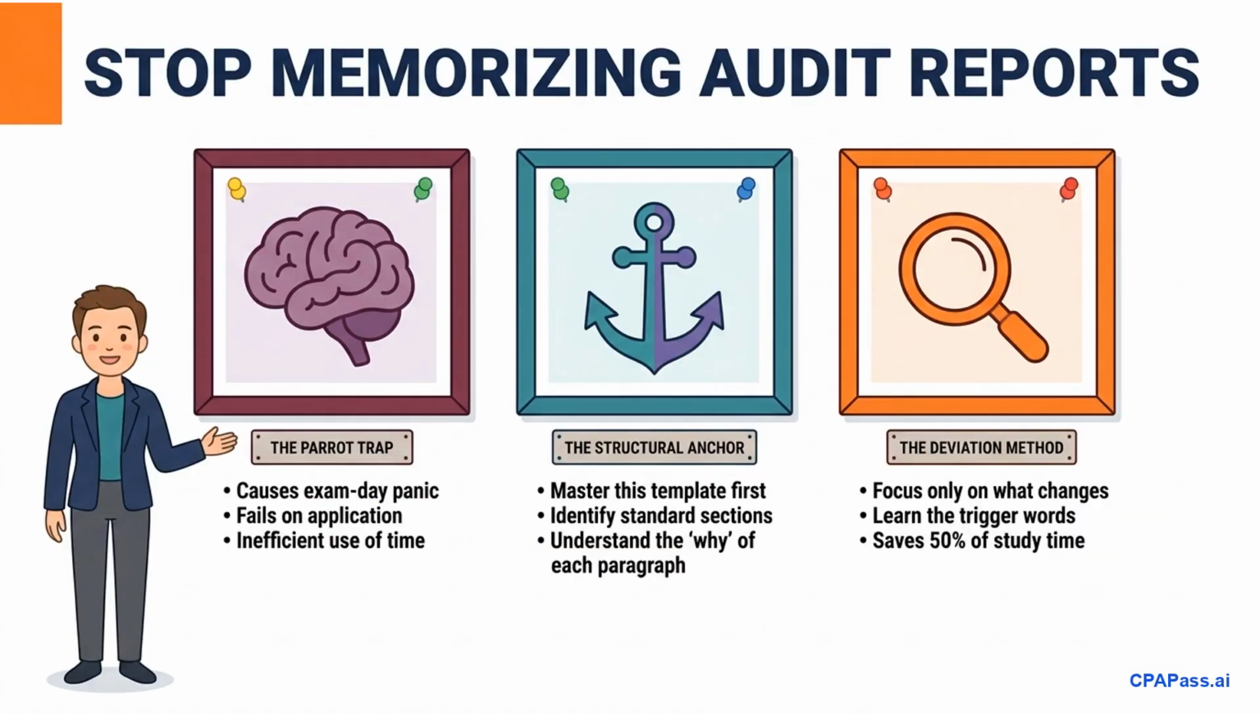The first major trap is memorization overkill. Candidates try to memorize every single reporting standard, transaction cycle, and audit report word for word. But the examiners do not want a parrot. They want an auditor who can think critically. When you try to memorize 100 different report variations, your brain short circuits under exam day pressure. Instead, you need to understand the structural logic behind the reports. Once you master the core structure of an unmodified opinion, you can easily spot the deviations in qualified, adverse, or disclaimer reports. Stop memorizing and start analyzing the structural differences.